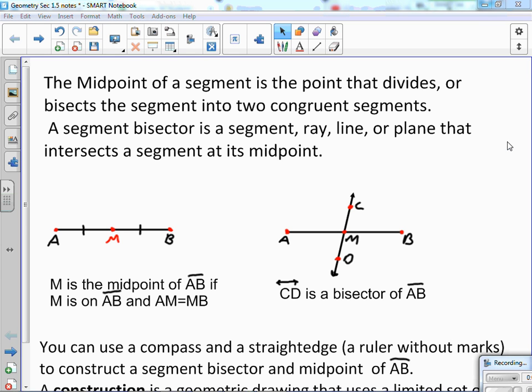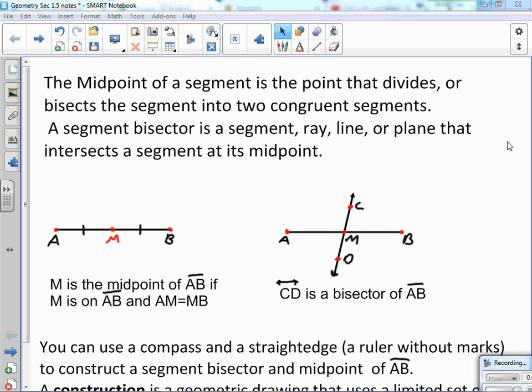Alright, so here we are, section 1.5. We get midpoints of segments. A midpoint is a point that divides or bisects a segment into two congruent segments. So whatever point in the segment, if you folded that segment on that point, both sides would be exactly the same length.